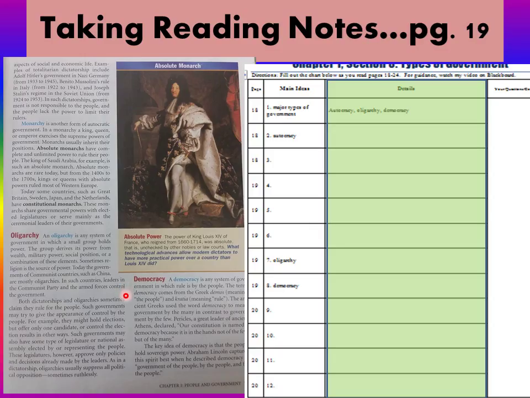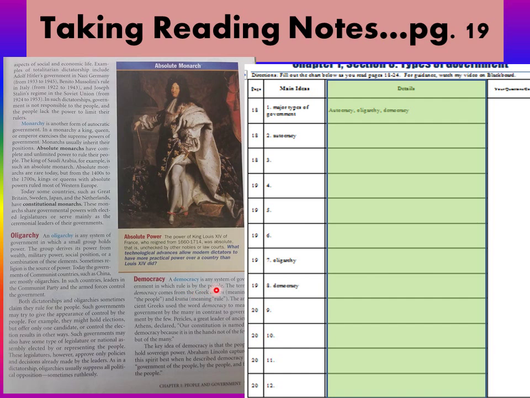and kratia, meaning rule. The ancient Greeks used the word democracy to mean government by the many, in contrast to government by the few. Pericles, a great leader of ancient Athens, declared, "Our constitution is named democracy because it is in the hands not of the few, but of the many." The key idea of democracy is that the people hold sovereign power. Abraham Lincoln captured the spirit best when he described democracy as government of the people, by the people, and for the people.